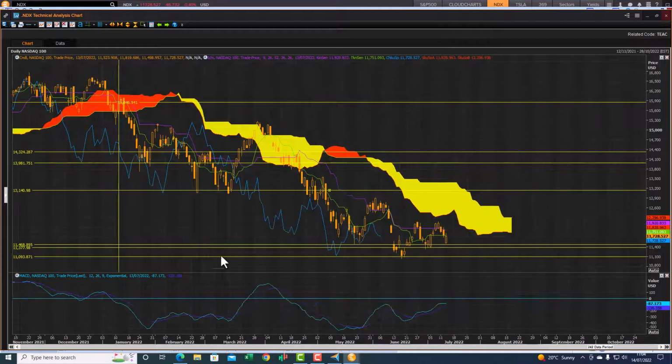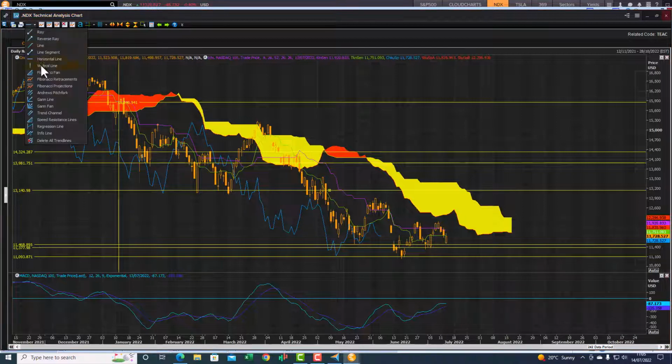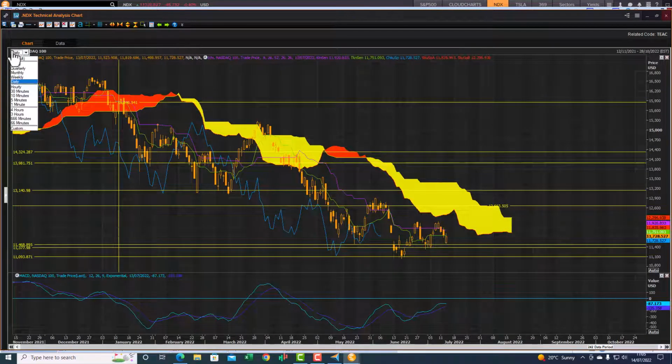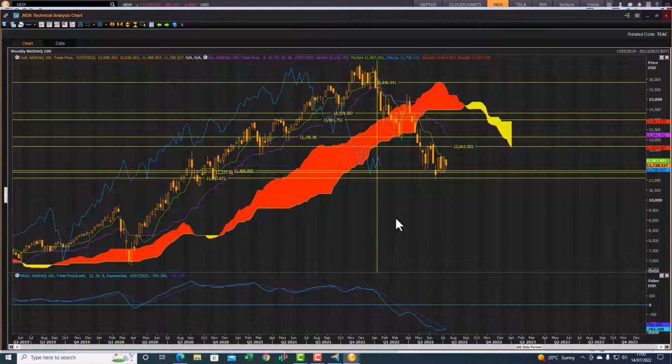So there's been some swing trade opportunities from these levels back up to the bottom end cloud chart resistance, and that's the first level of resistance, these levels here, and then the front end of the cloud, that level there, and then that level there, 12,663.